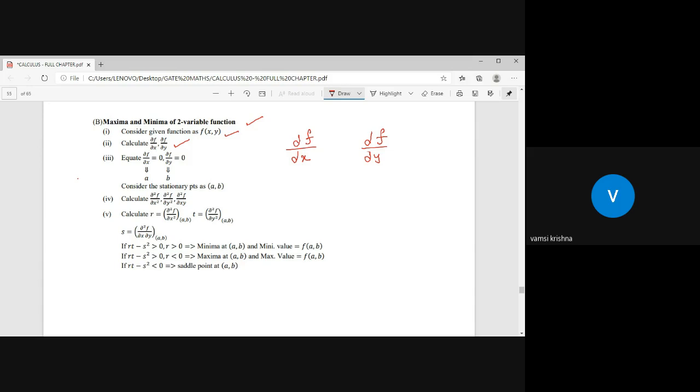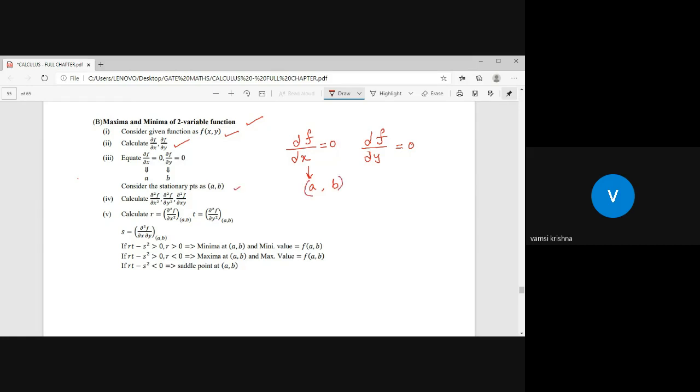After calculating these, just equate them to zero and you will get stationary points. When you equate, you can get some x value as a and y value as b, and the stationary point is (a, b).